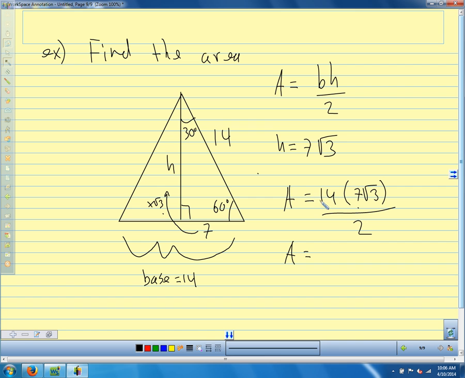To calculate this, I'm just going to divide this 14 by 2. 14 divided by 2 is 7. Multiply outside the square root. 7 times 7 is 49. 49 square root 3 units squared.